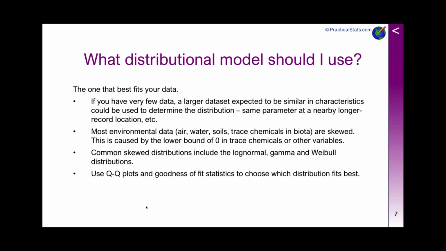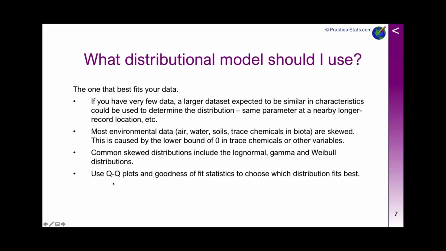As I mentioned before, most environmental data in a variety of media are skewed, and that's because we usually measure things that have a lower bound of 0. So with a lower bound of 0, that forces skewness and means that a skewed distribution, such as the log-normal, the gamma, or the Weibull distribution, would do a better job of fitting than a normal distribution would.